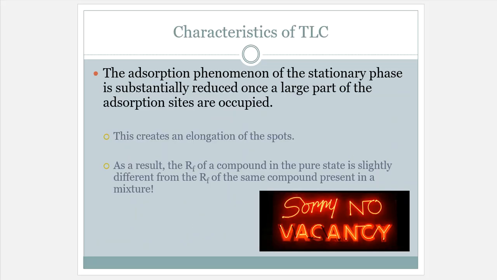All right. Characteristics of TLC: the absorption phenomenon of the stationary phase is substantially reduced once a large part of the absorption sites are occupied. Okay, so this is a concept that things slow down as we go up. We've talked about this before. The gas phase latches on to silica. The mobile phase latches on to silica. That silica is an interaction point. As those interaction points become limited, there are less and less spots for things to interact with. So I begin to see things slow down. I begin to see things travel through differently because of that.